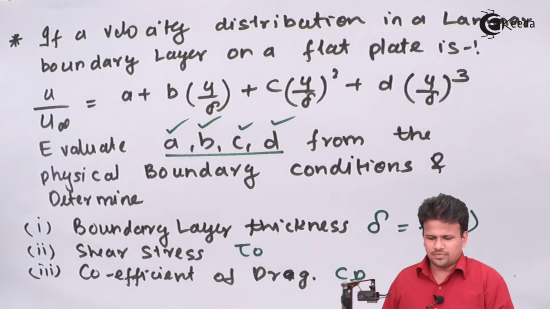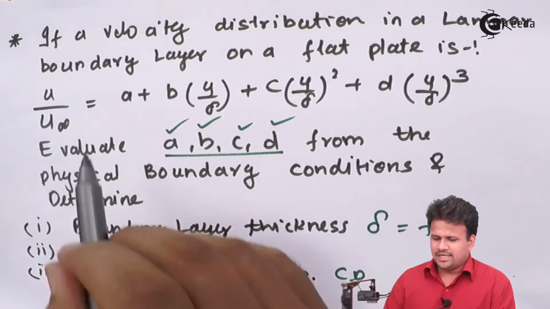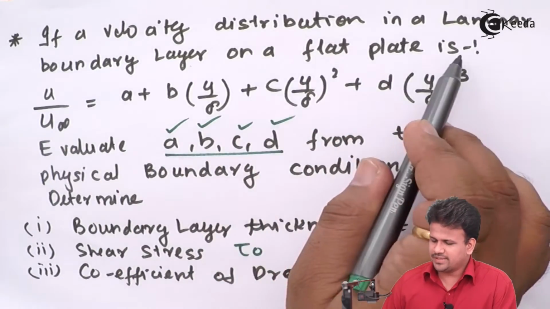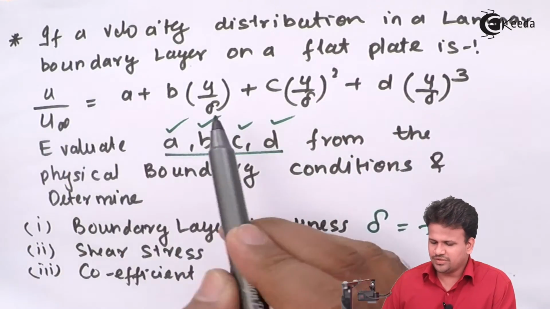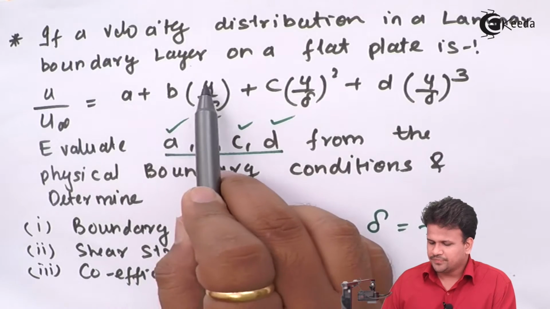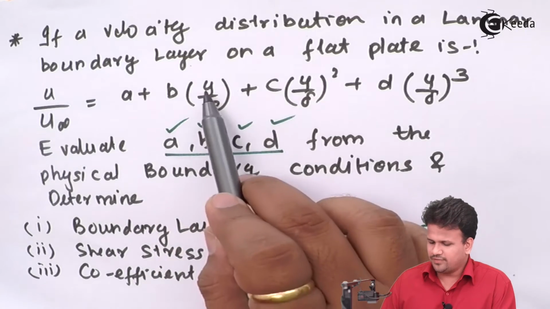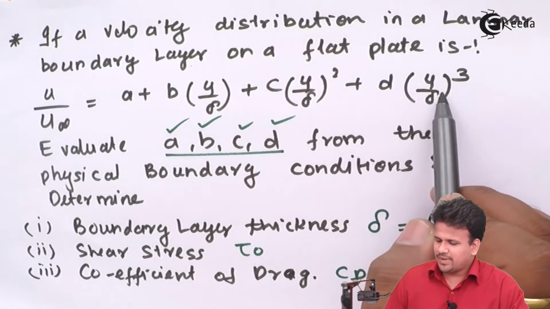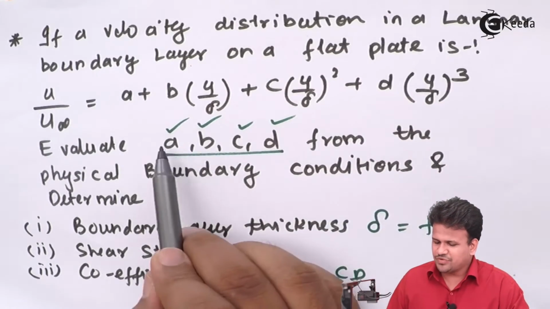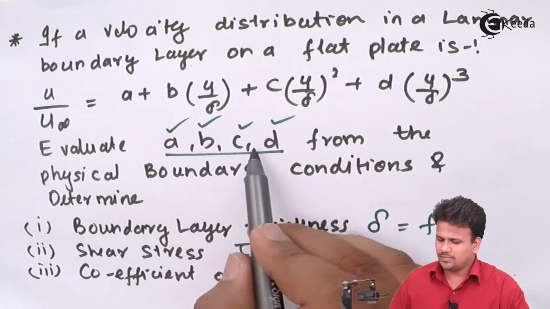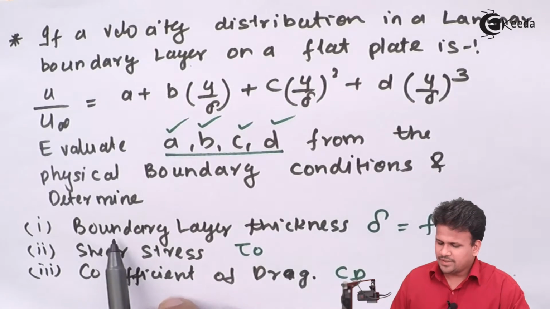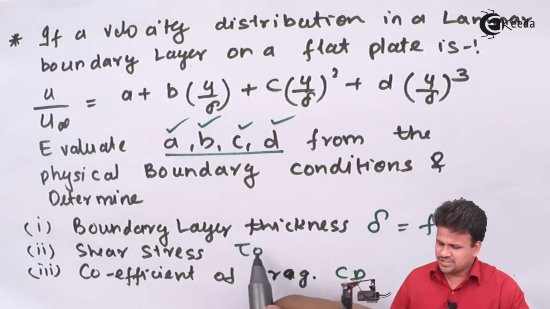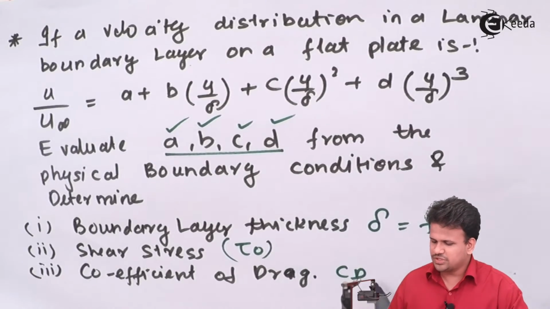So we have a problem over here that states that the velocity distribution of a laminar boundary layer on a flat plate is given as u upon u infinity equals a plus b y upon delta plus c y upon delta the square plus d y by delta the whole cube. We have to evaluate the values of a, b, c, d from all the boundary conditions, and the boundary layer thickness, that is delta, which is a function of x, shear stress, that is tau, and coefficient of drag, which is CD.